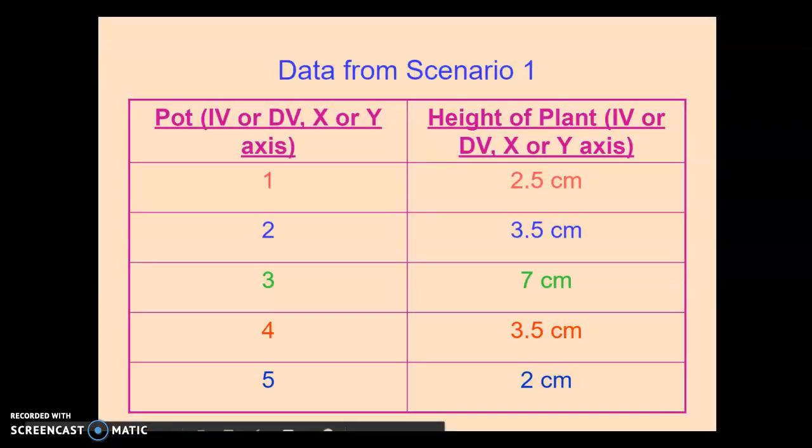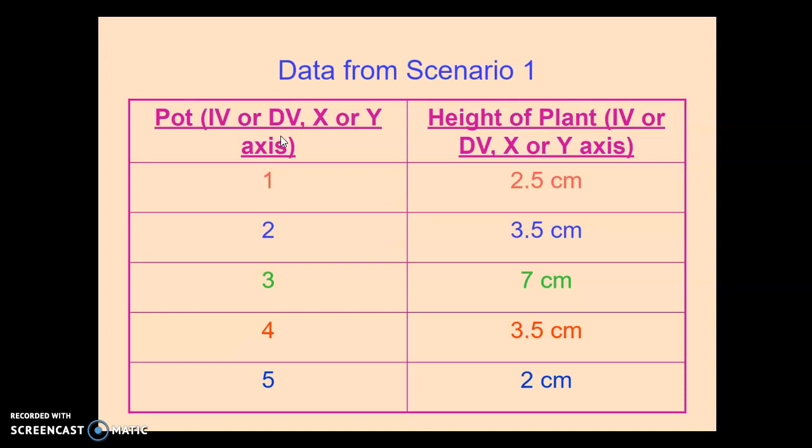Now what we see here is the data. So we have the pots, remember there were 5 of them, and then the height of the plant. So the first thing that I'll ask you to do is to identify whether the pots or the height of the plant is the independent or the dependent variable. And you can look back at your DRY MIX to figure this out.